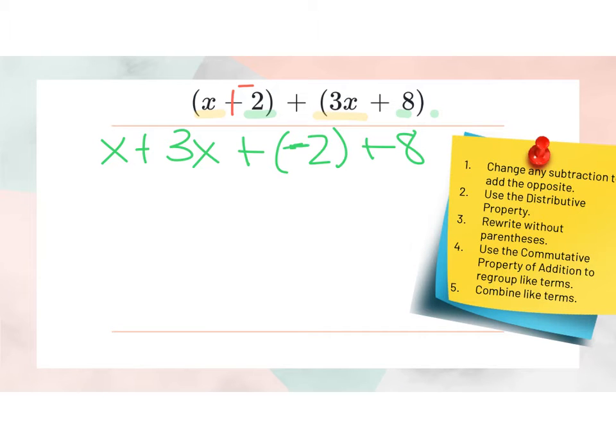I can keep the negative number in parentheses. When it says to get rid of parentheses, it's just talking about having something to solve inside of parentheses. And now we can go ahead and solve by combining like terms. x plus 3x is just 1x plus 3x, so that's a total of 4x plus, and then negative 2 plus 8 is positive 6. Don't forget, you have to continue to use the rules for adding and subtracting and multiplying and dividing positive and negative numbers when simplifying these expressions.